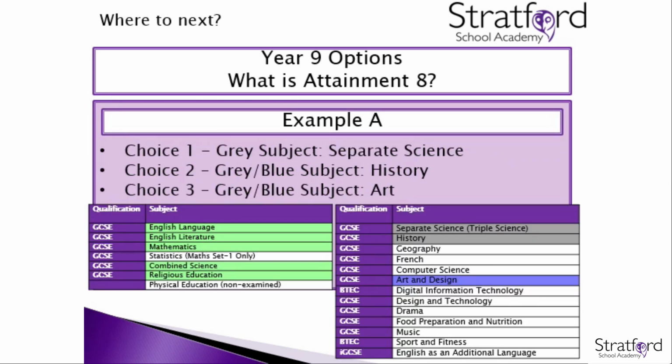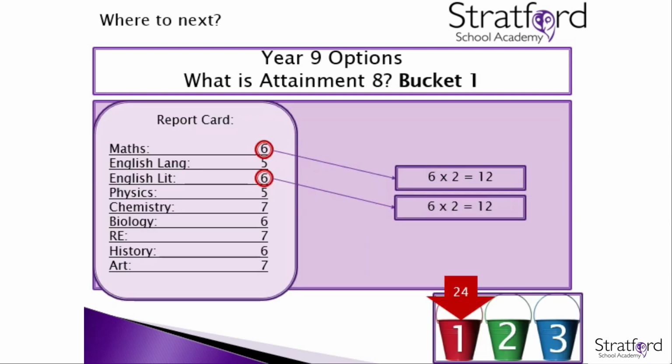I'm going to run through some examples. So this person, for choice number 1, has selected separate science. For choice number 2, they've chosen another grade subject, which is history. And for choice number 3, they've chosen a blue subject, which is art. So you can see they do the core curriculum, plus then they do separate science, history, and art. This is their report card. This is how they did at the end of Year 11 in their GCSE results.